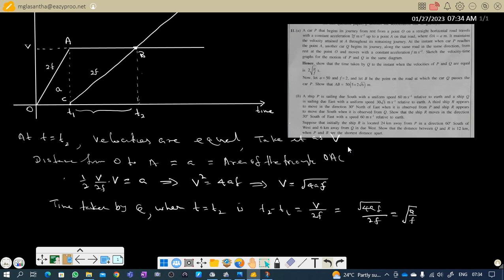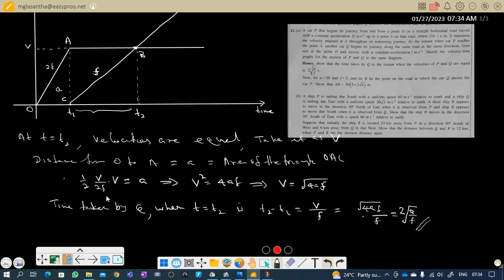Sorry, not v over 2f, it should be v over f. So this equals 2 into square root a over f. The acceleration of car Q is simply f. So you have to divide v by f. v over f is 2 times square root a over f.